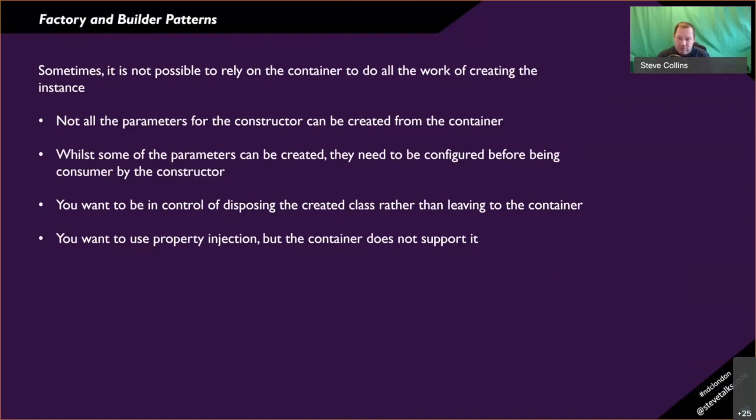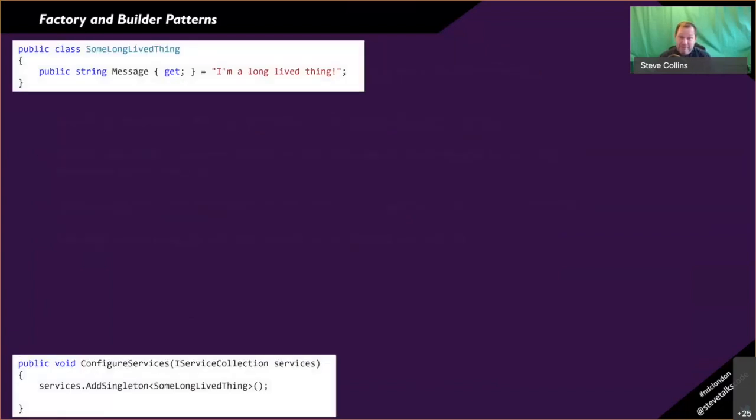Lastly, at the start of the talk, I mentioned that the Microsoft container doesn't support property injection. But by using a factory, we can effectively simulate property injection by getting the container to instantiate the class and then set the property values before returning the fully prepared instance. These are just a few cases where the factory pattern comes into its own. So as a very quick and very contrived example, we have a class here that we'll register as a singleton.